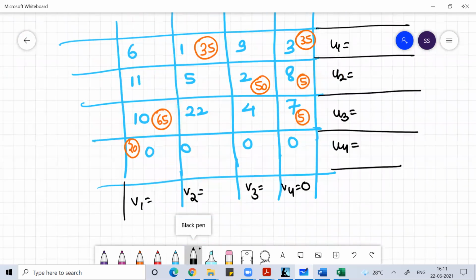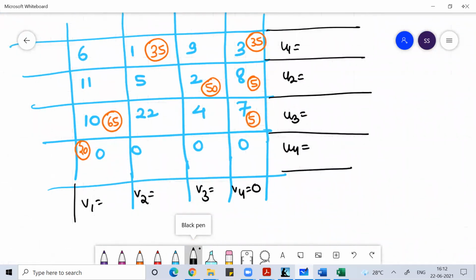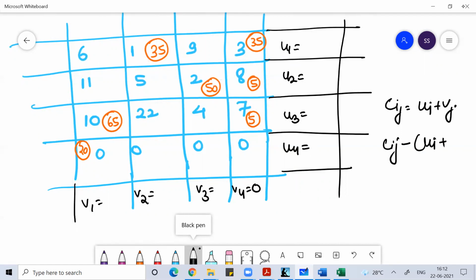Let v4 equal to 0. I believe everyone knows by this time that for occupied cells, we follow the formula Cij equals ui plus vj. For unoccupied cells, we follow the formula Cij minus (ui plus vj). I think everyone should know this formula. So this cost will be 3, this will be 8, this will be 7. And then this is 10 minus 7, this will be 3. This cost is 0, so 0 minus 3, this will be minus 3. Then this is 1 minus 3, this will be minus 2. So we are done for occupied cells.